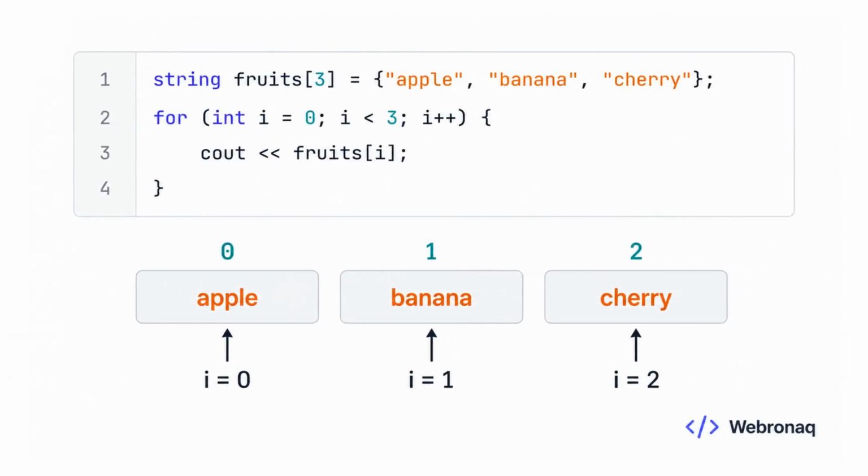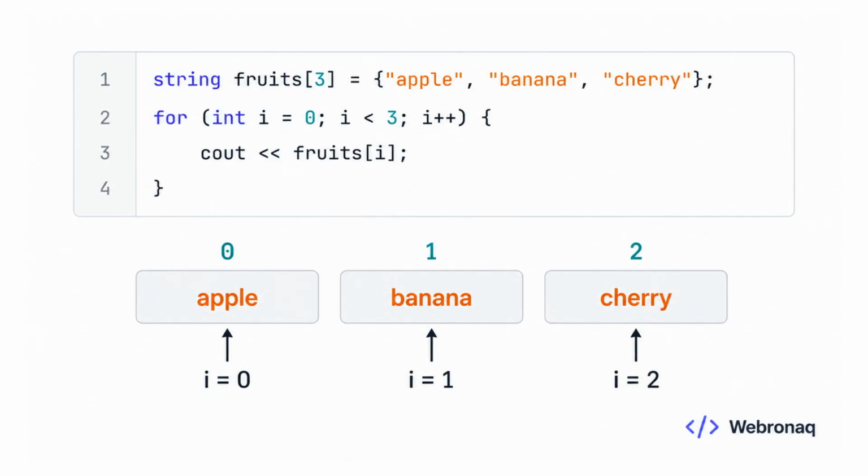Let me show you a practical example. Say we have an array of 3 fruits: apple, banana, and cherry. Arrays in C++ are 0-indexed, so the items sit at position 0, 1, and 2. Our for loop starts i at 0, and runs while i is less than 3. Each pass we use i as the index to access fruits[i]. So on pass 1 we print apple, pass 2 we print banana, and pass 3 we print cherry. Then i reaches 3, the condition fails and the loop ends.